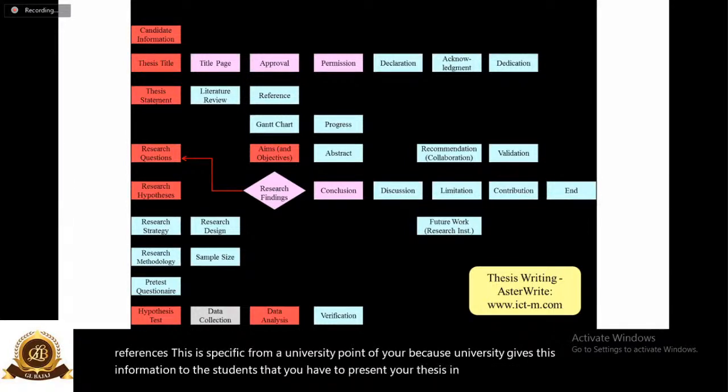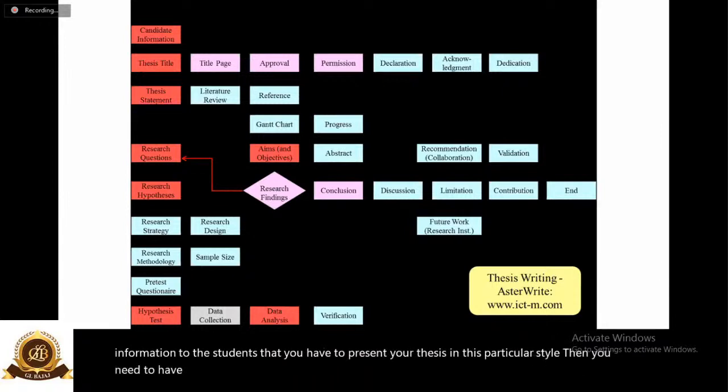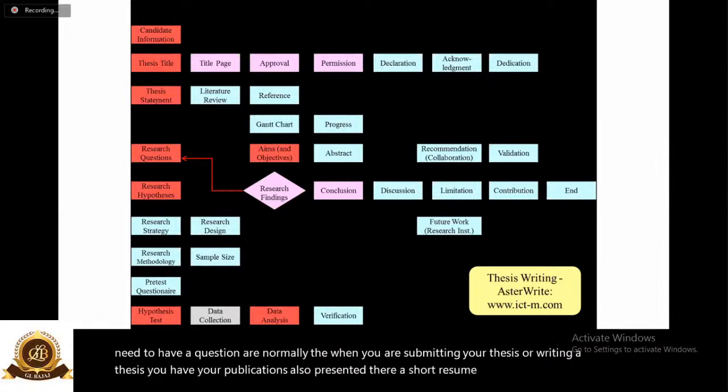Then you need to have a questionnaire. Normally when you are submitting or writing your thesis, you have your publications also presented there, and a short resume of the authors. So this is very much done.